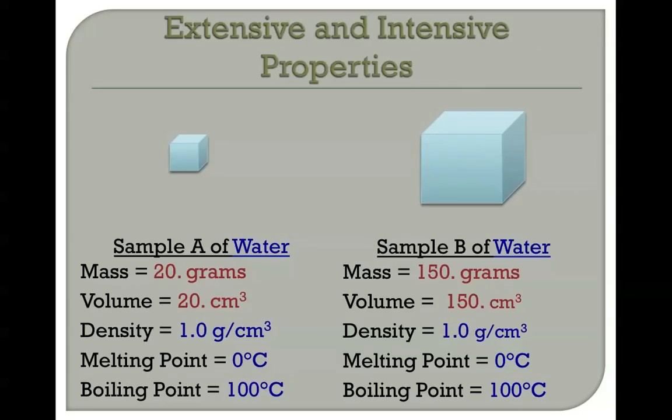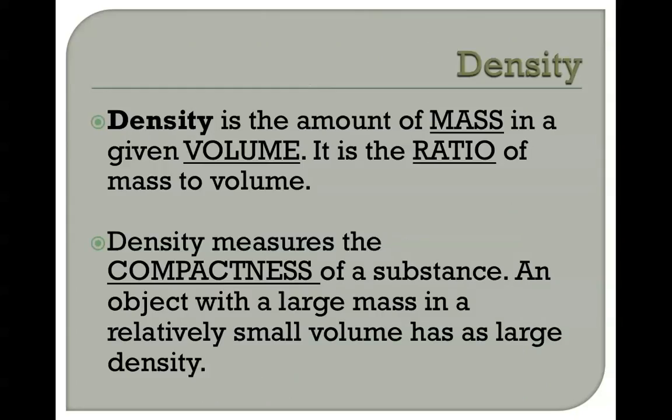So for example, I have two samples of water, A and B. As you can see they have different masses and volumes, so those are your extensive properties, but their densities, melting points, and boiling points hold true whether I have 20 grams versus 150 grams. Alright, so let's talk a little bit more about density. Density is the amount of mass in a given volume.